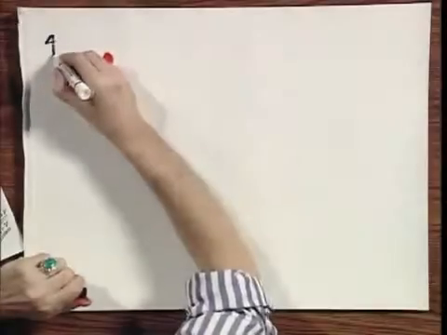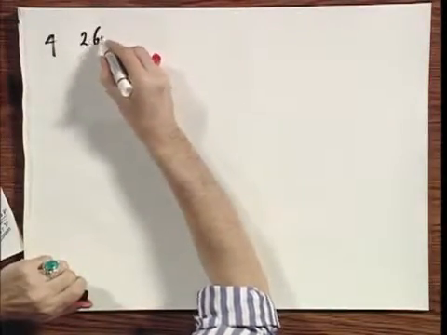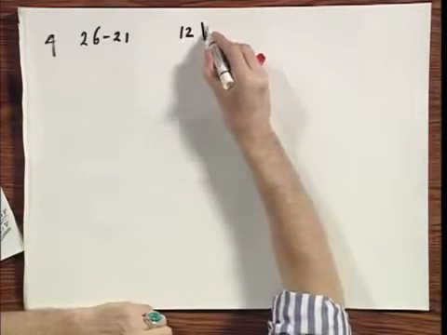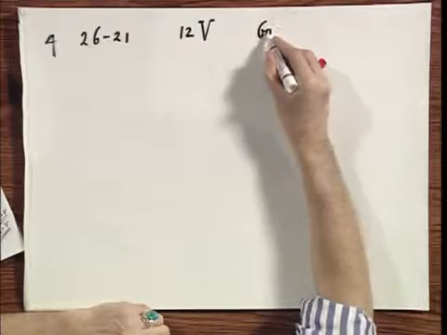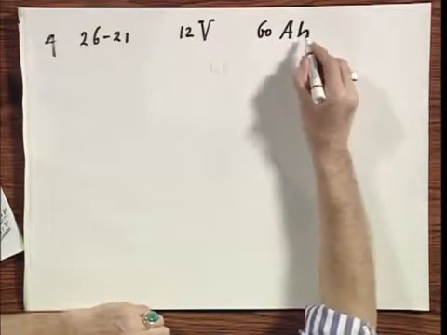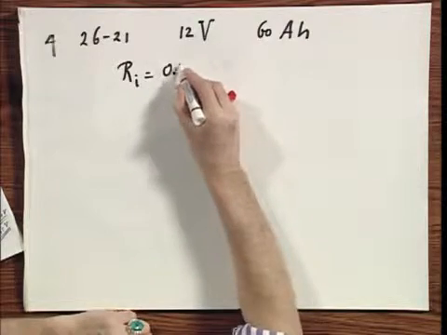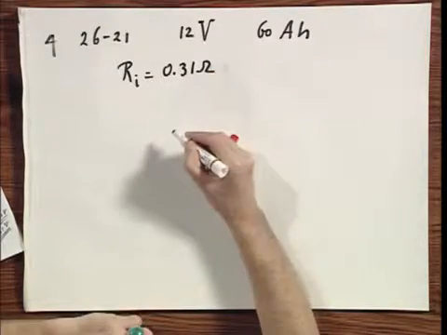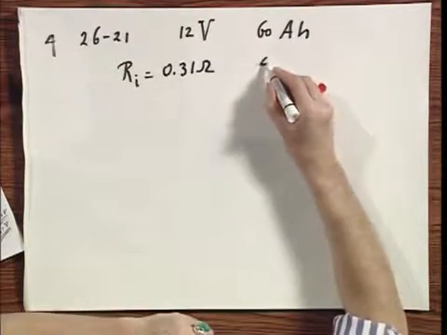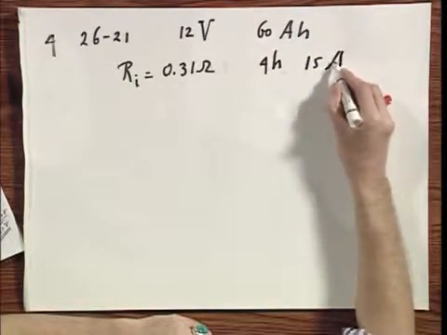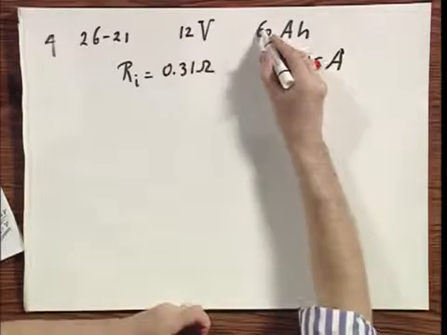Problem number 4, 2621. I have a 12 volt battery and it has a capacity of 60 amp hours. It has an internal resistance of 0.31 ohm and it takes 4 hours to charge it at 15 amps. It's a given. You get your 60 amp hours.